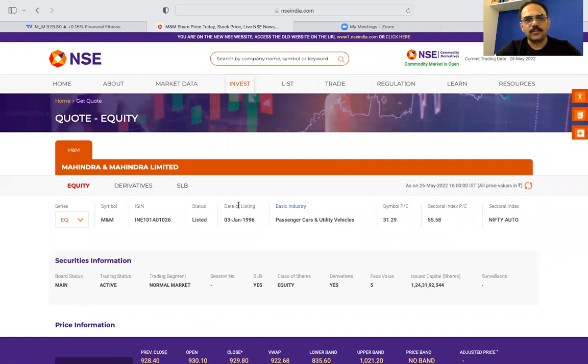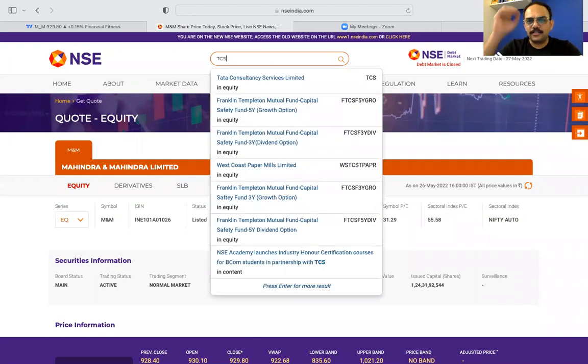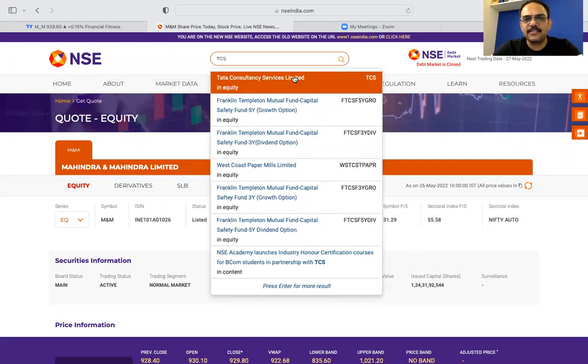TCS. Okay, so let's type TCS. TCS full form is Tata Consultancy Services Limited. The company's name is Tata Consultancy Services Limited. Now a short form is given to it, which is TCS. This is also the name which is mentioned on the stock exchange.